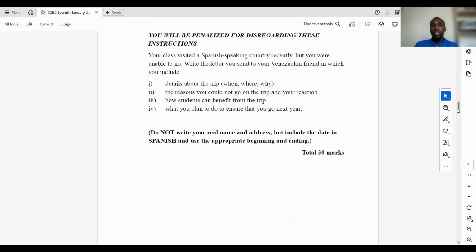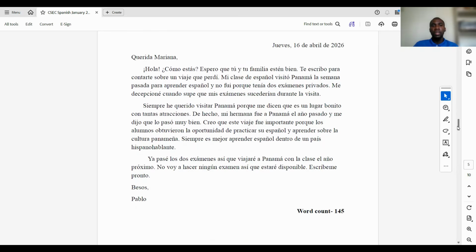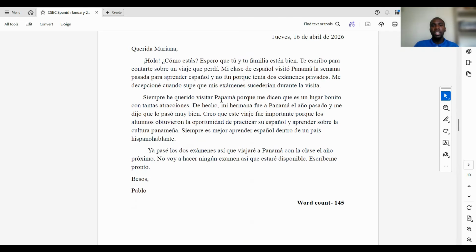So we go to the third cue, how students can benefit from the trip. Siempre he querido visitar Panamá porque me dicen que es un lugar bonito con tantas atracciones. So this does not really respond directly to the cue, but it still provides some relevant details.